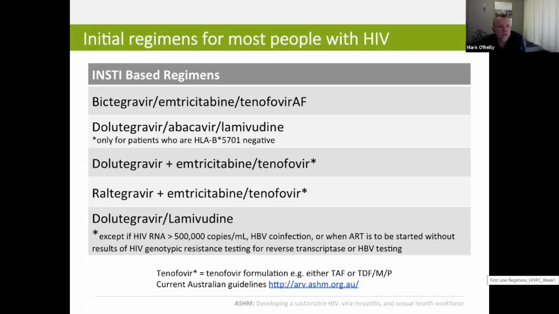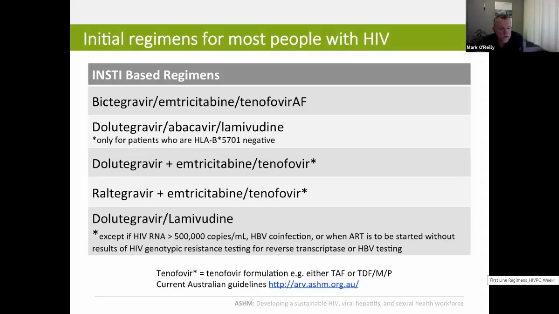The next one that's recommended is dolutegravir in 1 pill with a combination of emtricitabine with tenofovir. Now that can be TDF, the older tenofovir salt, or TAF, tenofovir alafenamide, the newer tenofovir. So essentially we're talking about dolutegravir with either Truvada or Descovy. Similarly, raltegravir, another integrase inhibitor, in combination with a separate pill of either Truvada or Descovy.